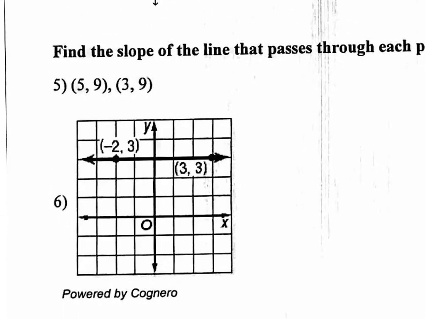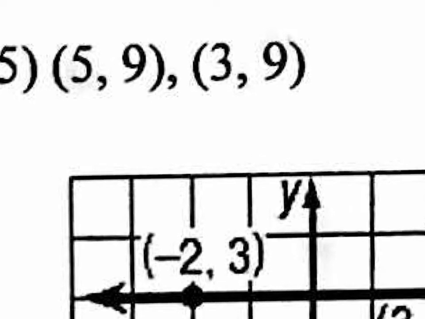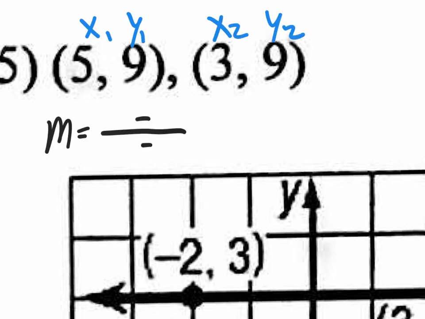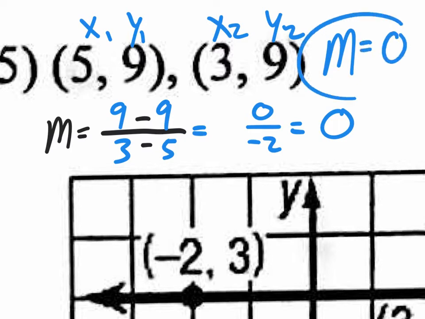Find the slope of the line that passes through. So number 5 is another one of those slope formula problems. What you have to do on this one is first label your points x1, y1, x2, y2, and then use the slope formula, and of course plug in our appropriate values. y2 is 9, y1 is 9, x2 is 3, x1 is 5, and when you do the math you end up with 0 over negative 2. Now 0 divided by any number is 0. So on this one your slope is 0. And that's it.